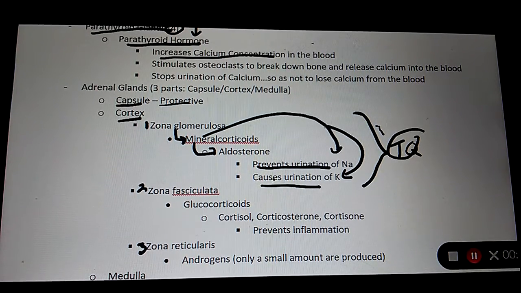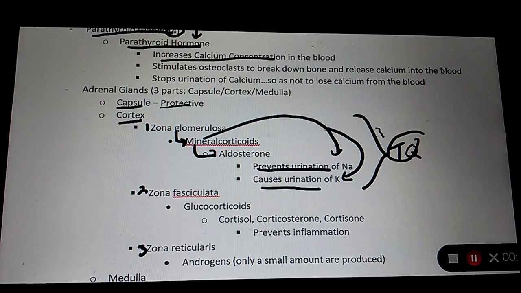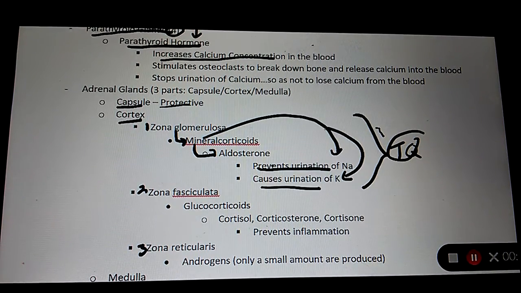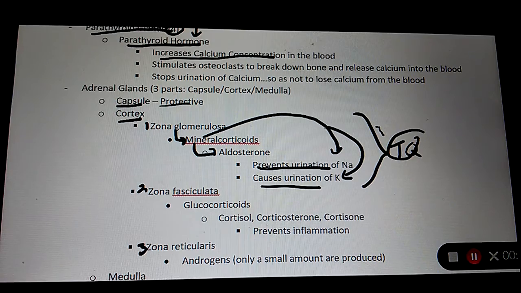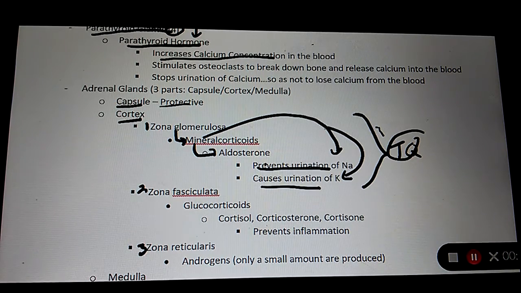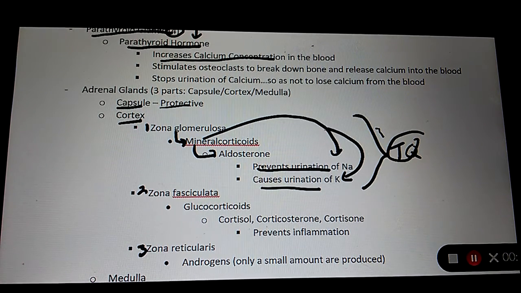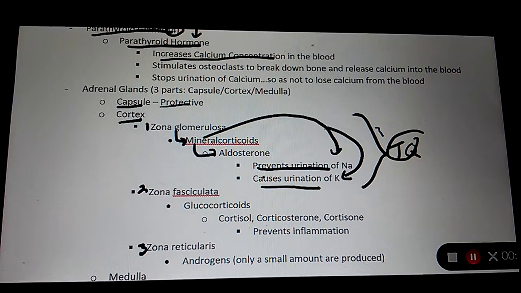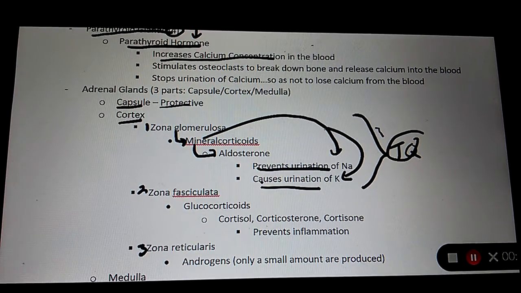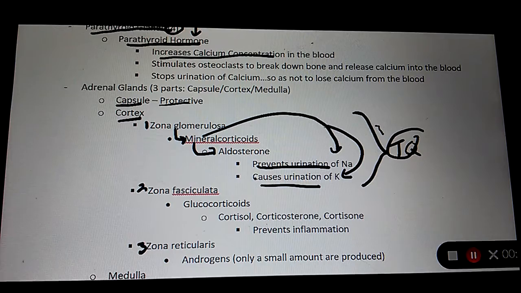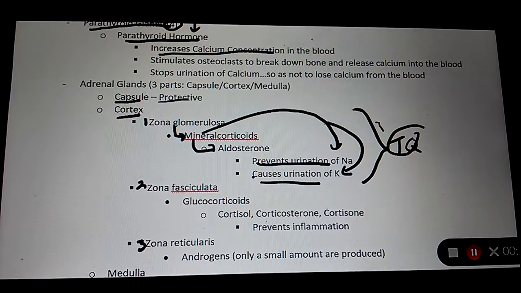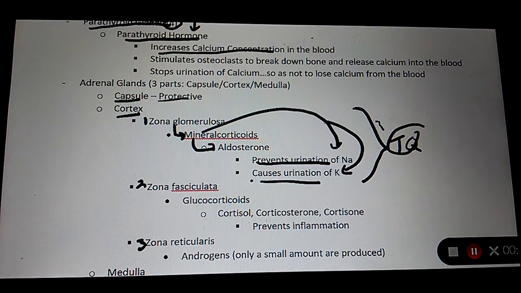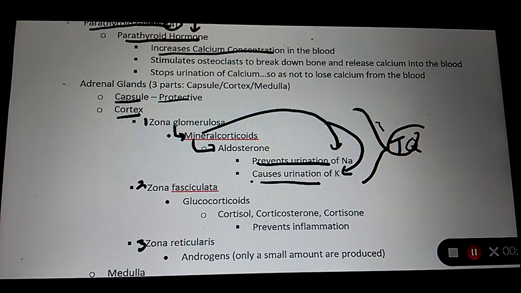What hormone is responsible for decreasing calcium concentration in the blood? Calcitonin. What hormone is responsible for increasing calcium concentration in the blood? Parathyroid hormone. What hormone prevents urination of sodium? Aldosterone.